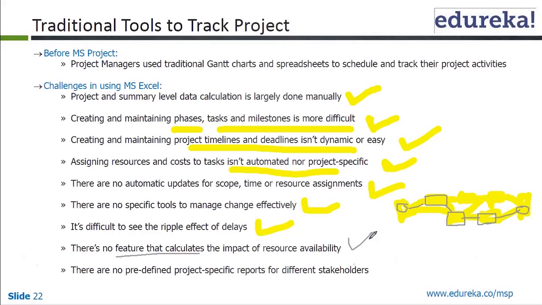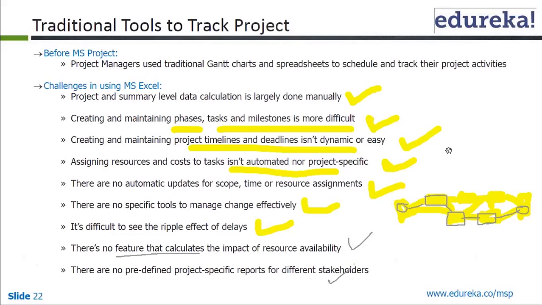So there are no predefined project specific reports for different stakeholders. So what does it mean? You want to provide a report which is for the customer, which may be different than the report that you want to provide to your management. And doing everything manually, you may send the report meant for one stakeholder to another stakeholder, which will be very wrong.